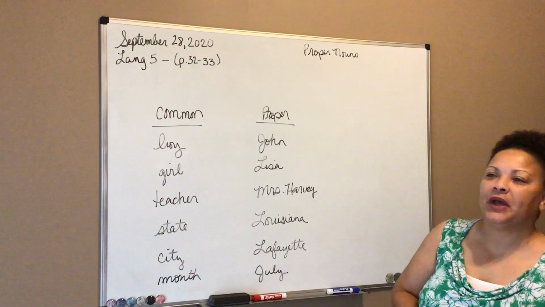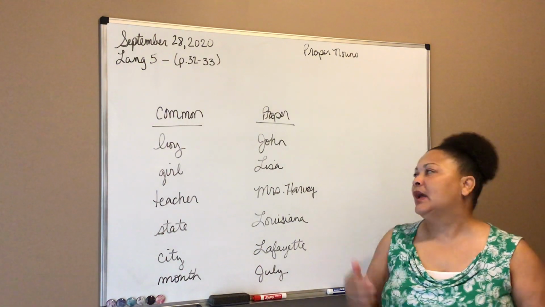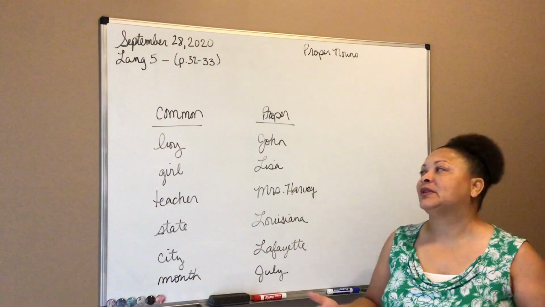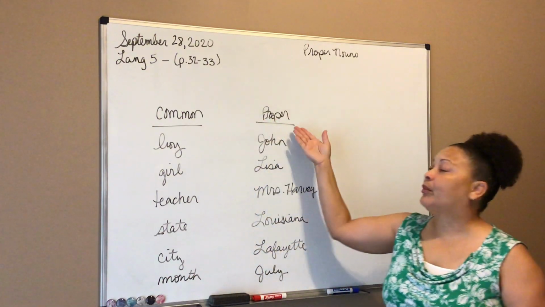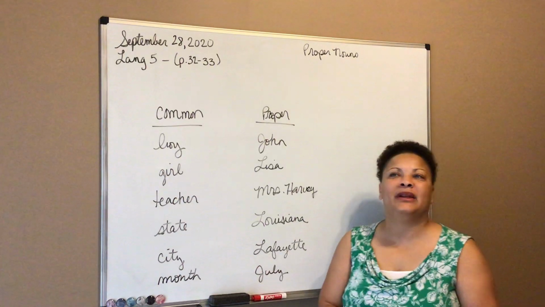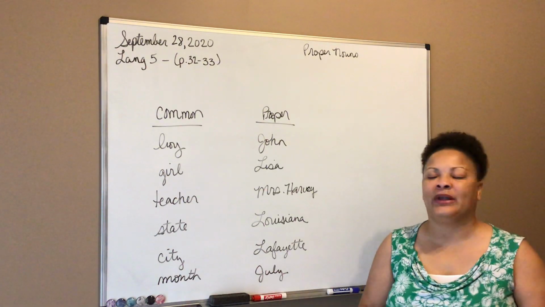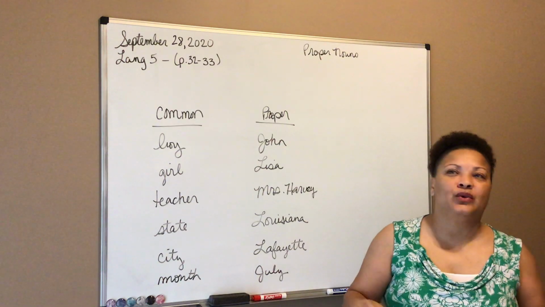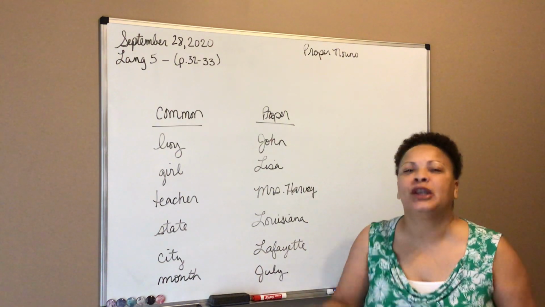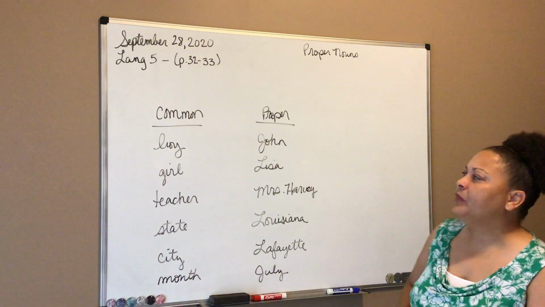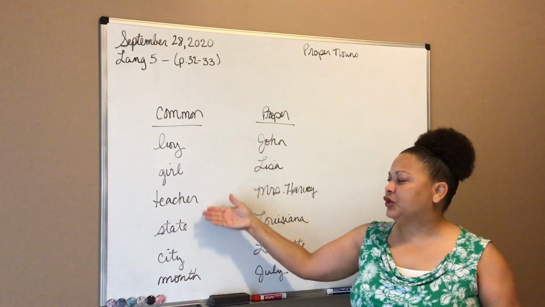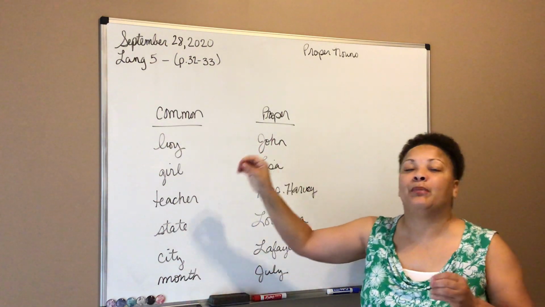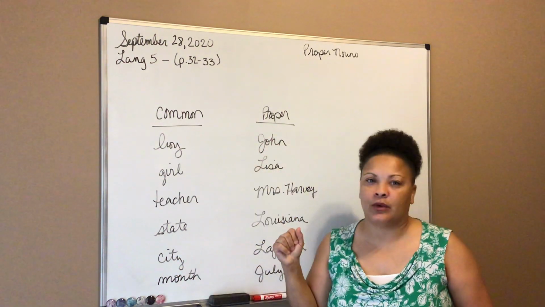So we've been working with regular nouns. We've done verbs. And here we're distinguishing between two types of nouns: a common noun and a proper noun. So we know common is just some ordinary person, place, thing, or idea. There's no title to it. It's not a particular person, place, thing, or idea, such as boy, girl, teacher, state, city, month. Those are very vague. They're not a particular type of noun, right?